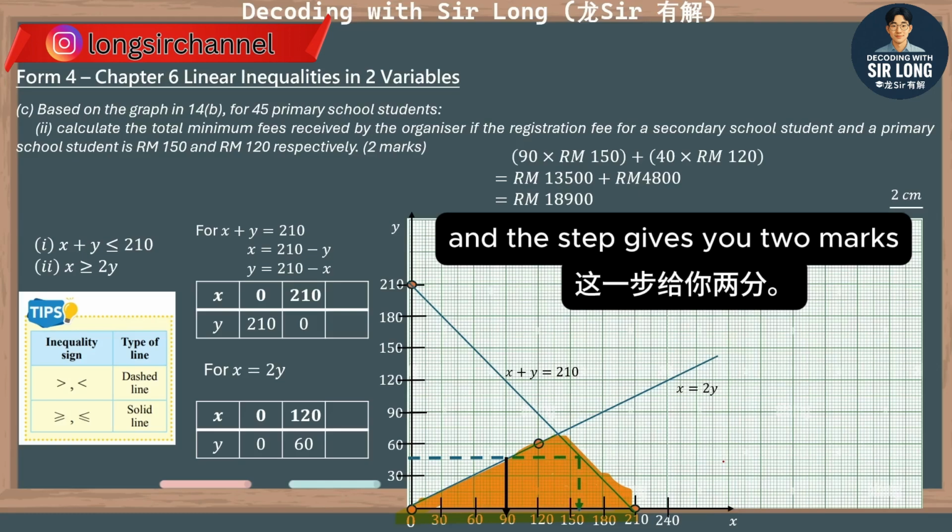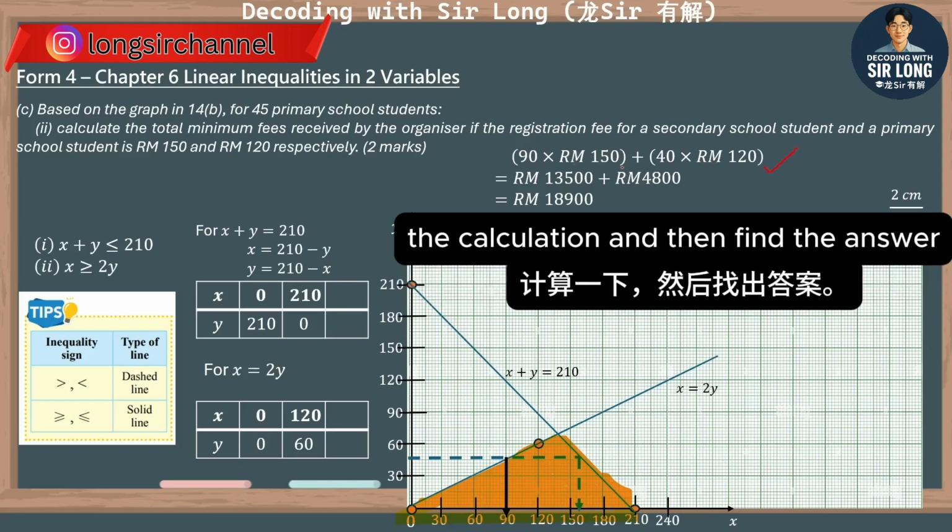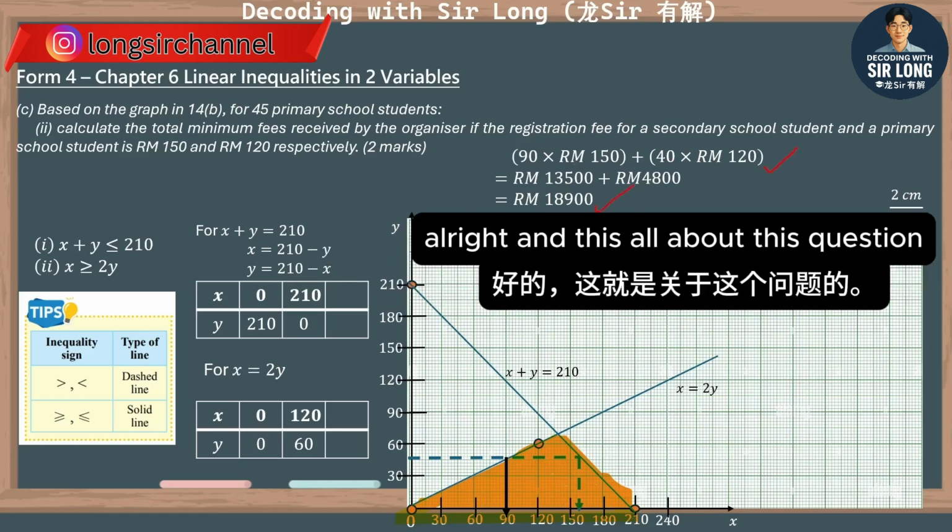And this is the way we do the calculation for the last sub question. And this step gives you 2 marks. Where to get these 2 marks? The first mark is actually from here. The way you form the calculation and then find the answer. Alright, and this is all about this question.